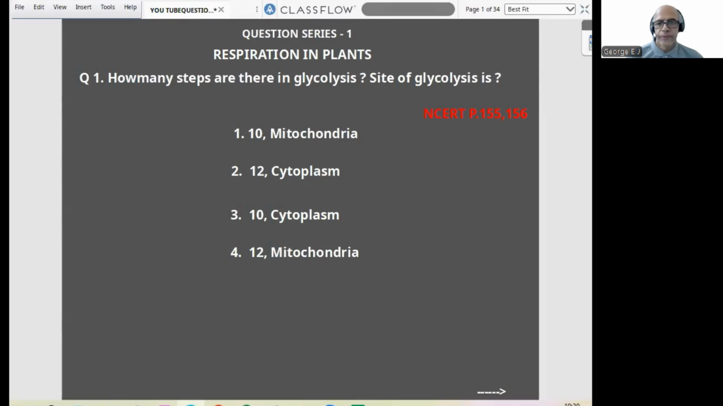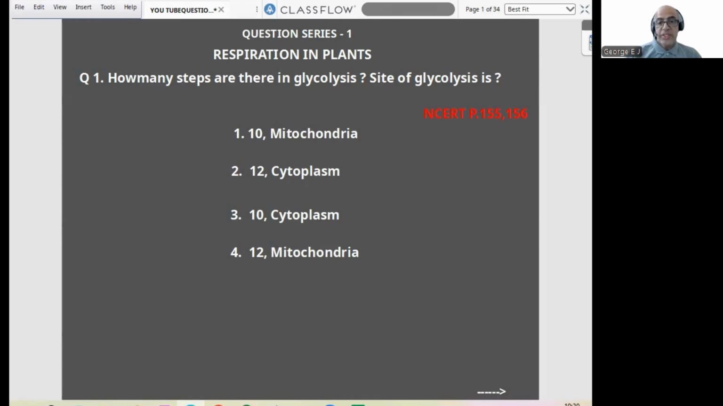So we can proceed to the questions. I will share the screen since the questions are to be discussed, so it will be convenient for you. Question series 1 starts with respiration in plants, as we have done in the theory part. All are based on NCERT, with page numbers given after each question. So how many steps are there in glycolysis?